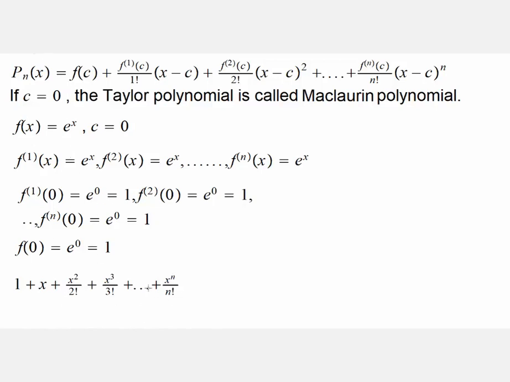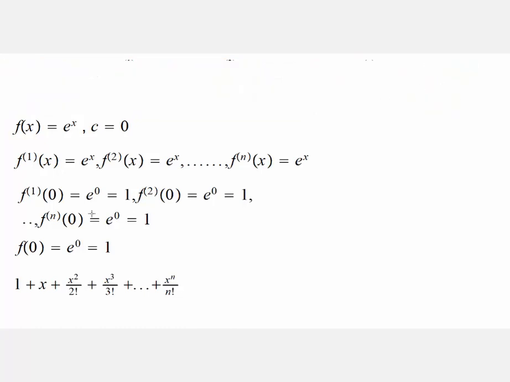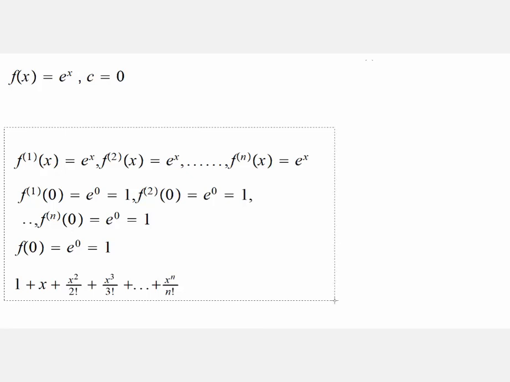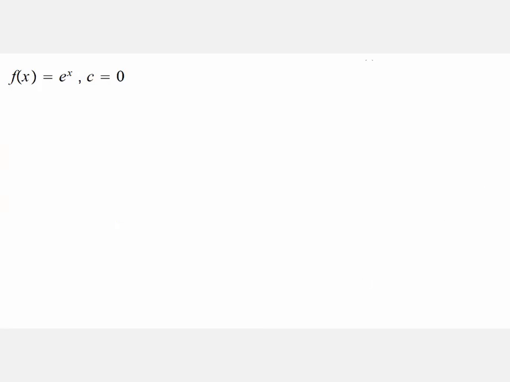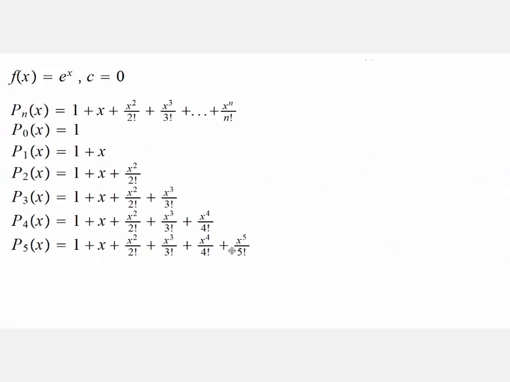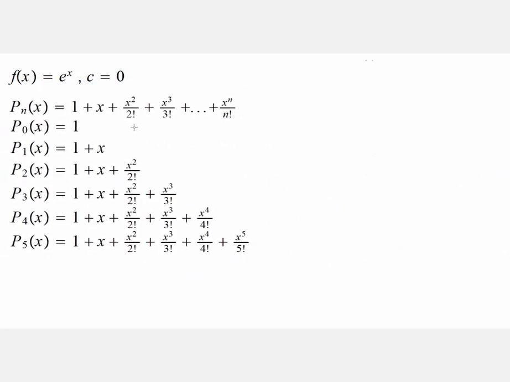So let's see how these polynomials relate to the function. The function that we considered is e to the x, and let me just clean the slate to get some space here. So what we just obtained is that the Maclaurin polynomial of degree n is this, and if we look at degree 0, 1, 2, 3, 4, say up to 5 in this case, then the polynomials can be described in this manner. Now let's look at this whole phenomenon graphically.